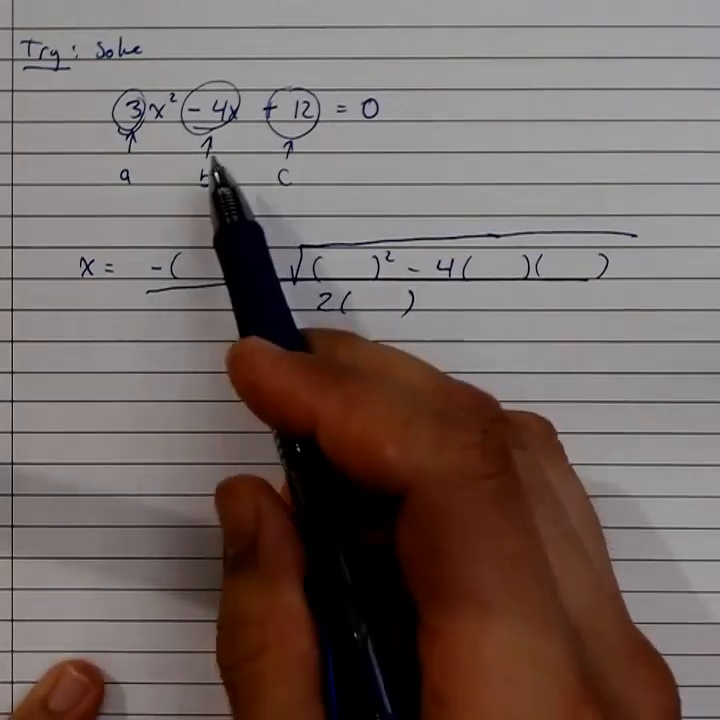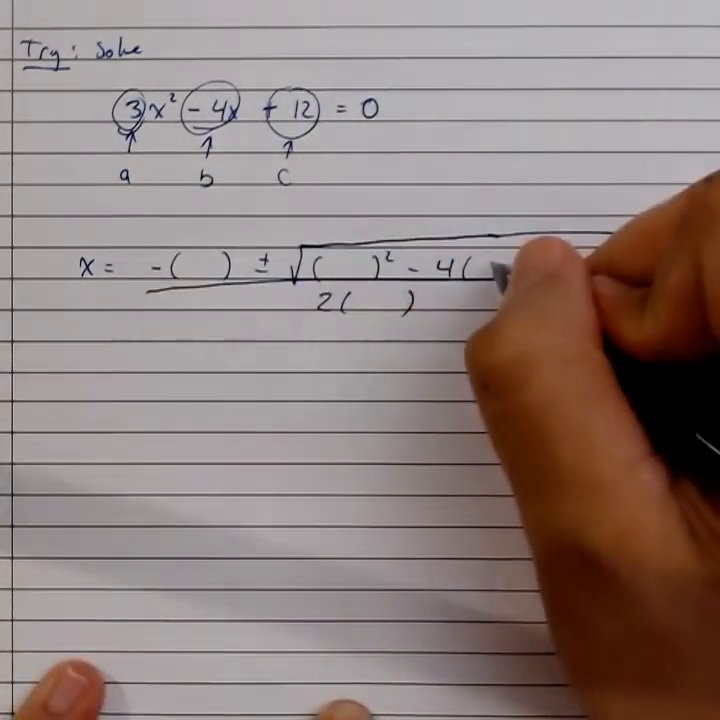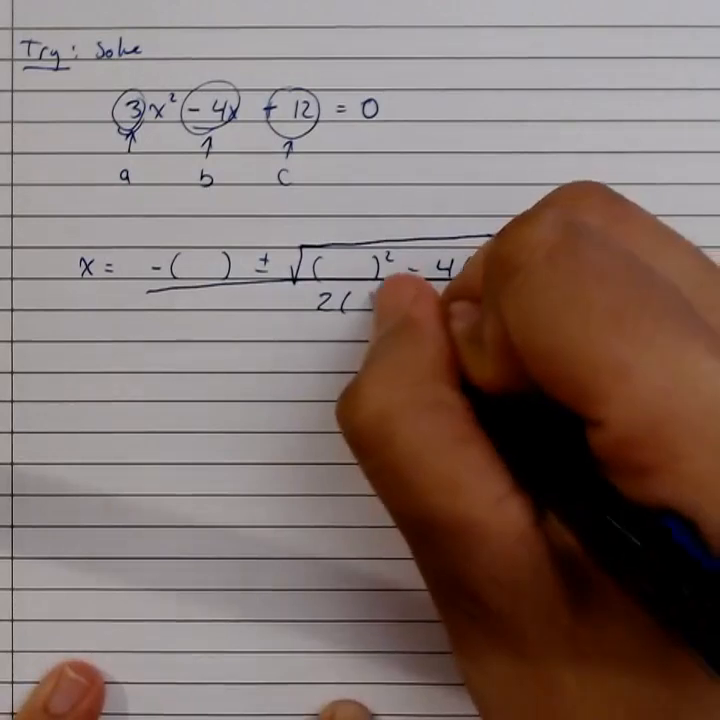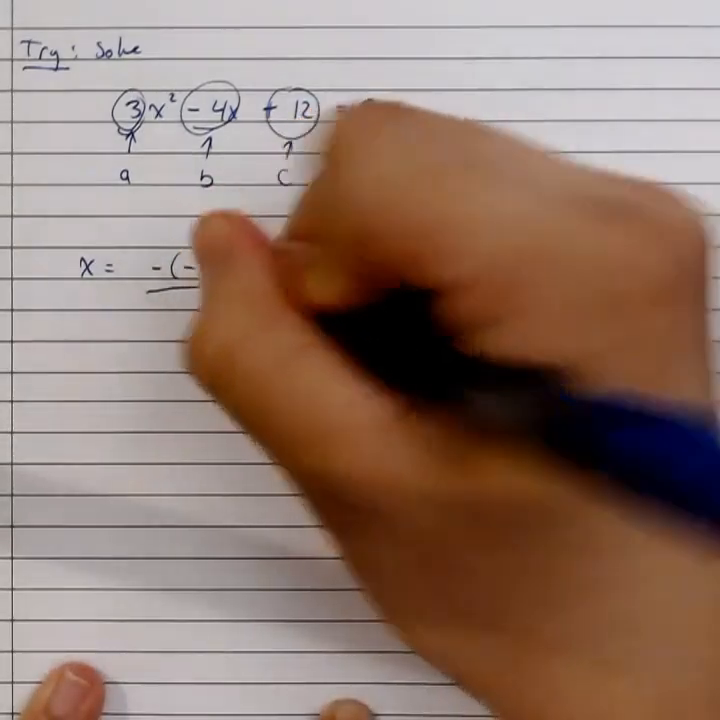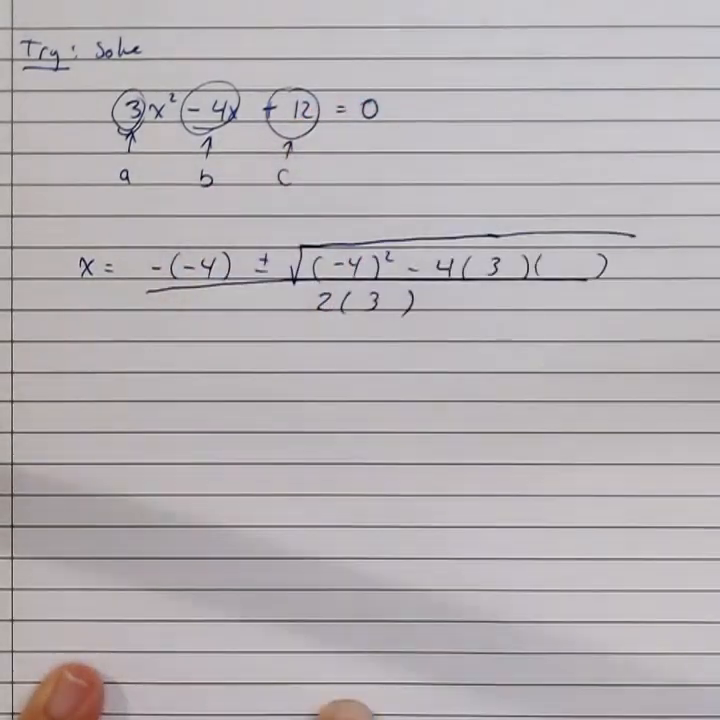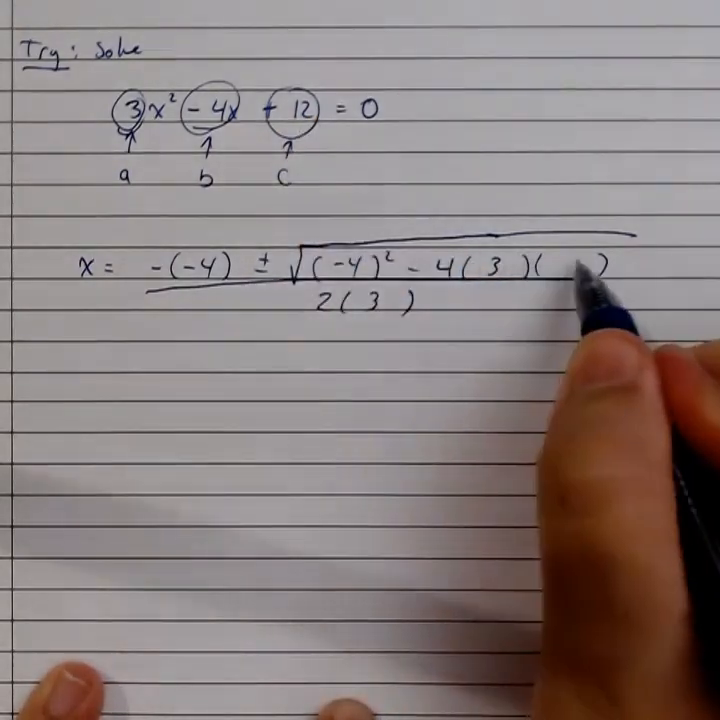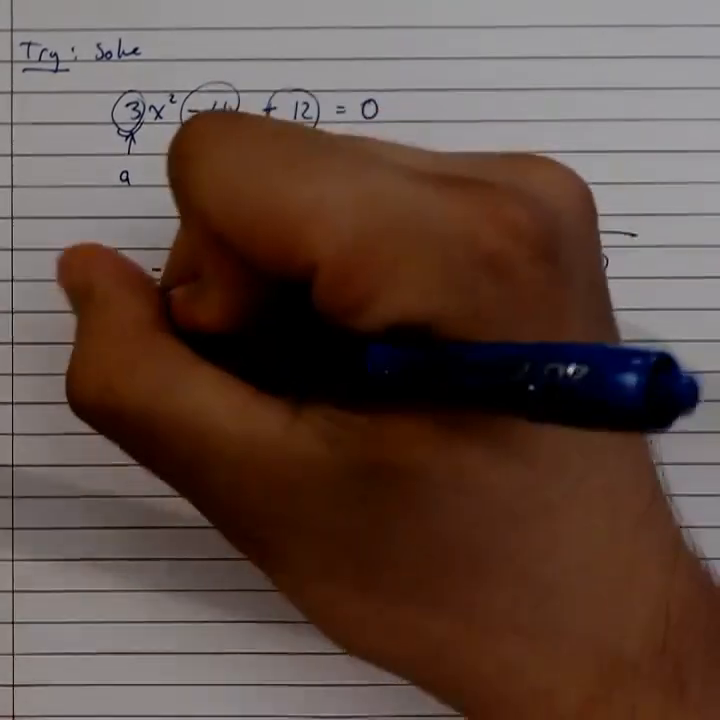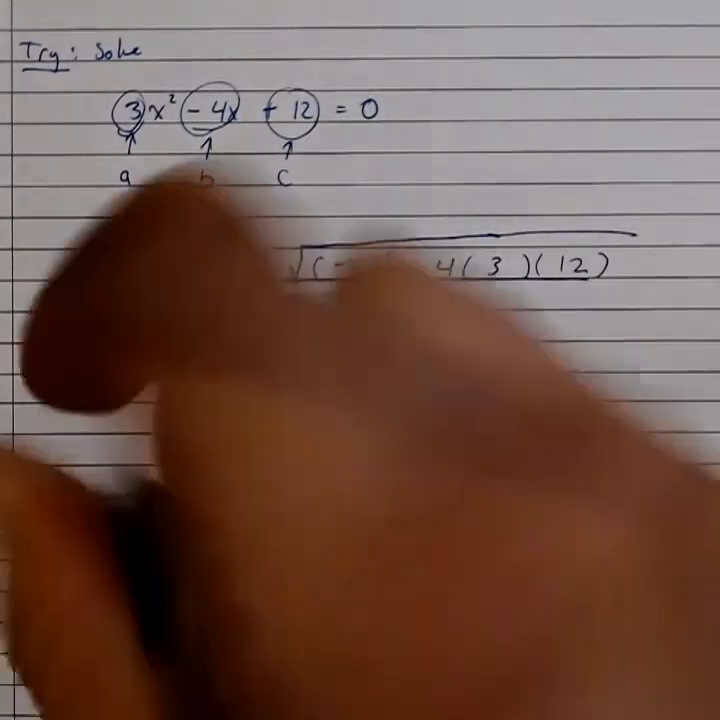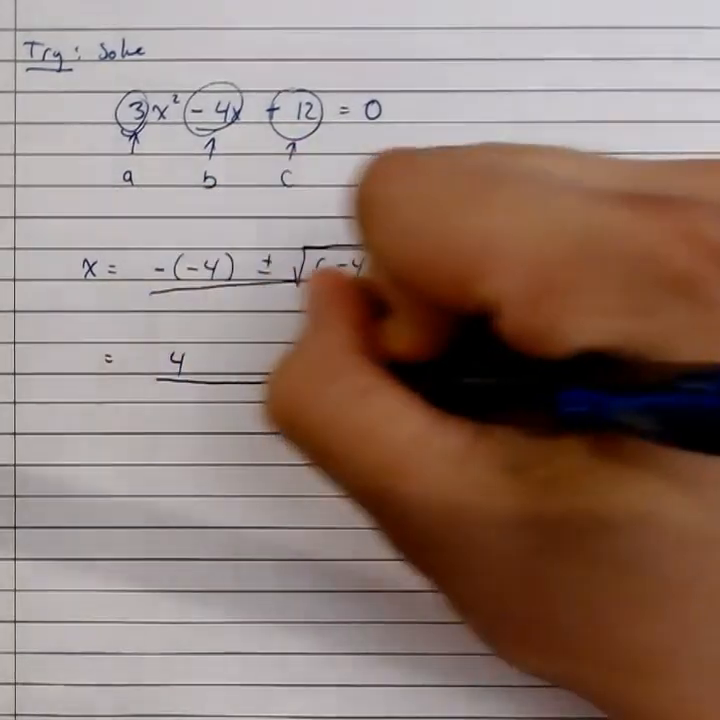So let's go ahead and substitute in our values here. Anywhere I see an A, I'm plugging in the number 3. So that's going to be 3 here and 3 here. Anywhere I see a B, I'm going to plug in a negative 4. So that's negative 4 here and negative 4 here. And anywhere I see a C, I'm going to plug in the number 12, which is that number there. So now we need to simplify. Okay, well out here, double negative makes that a positive. And here 2 times 3 makes 6. So nothing too big there.